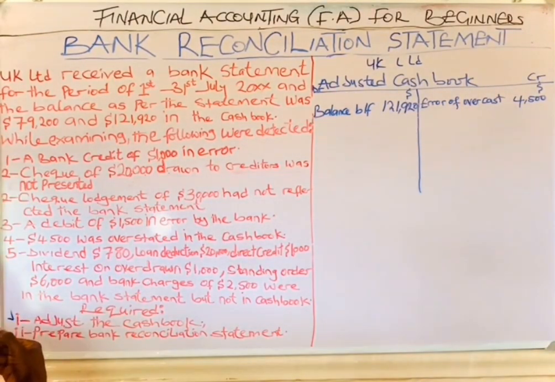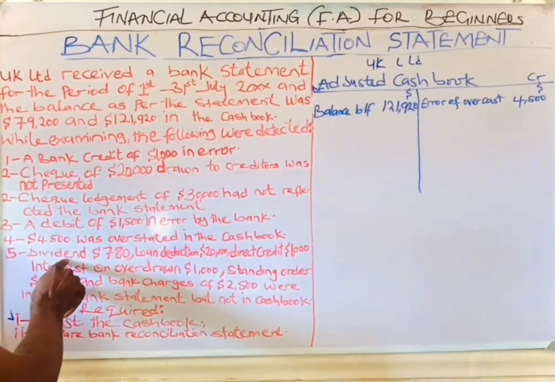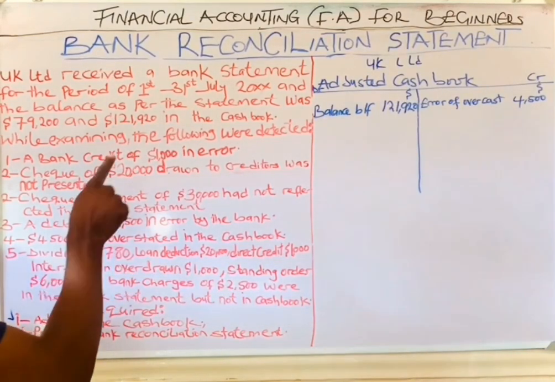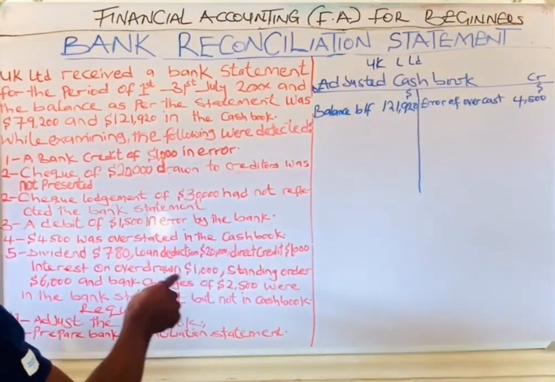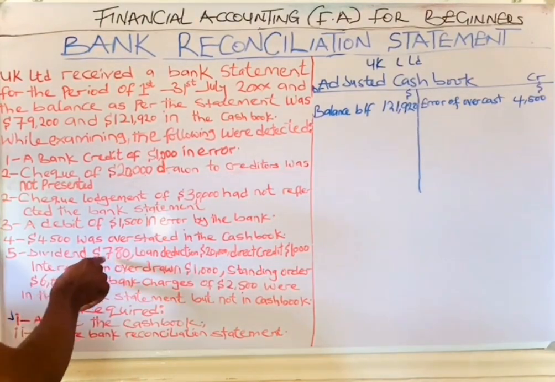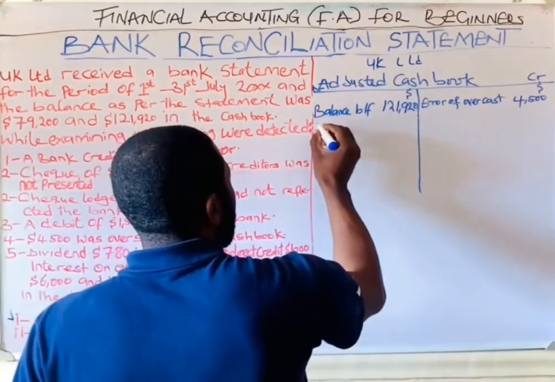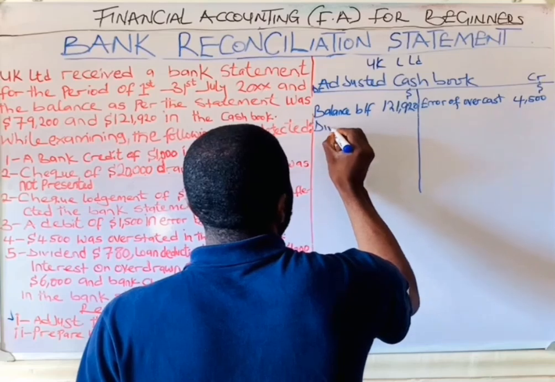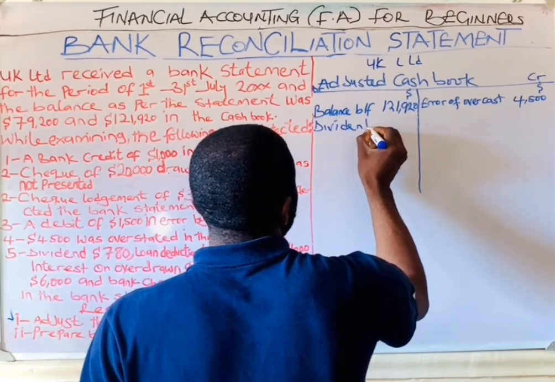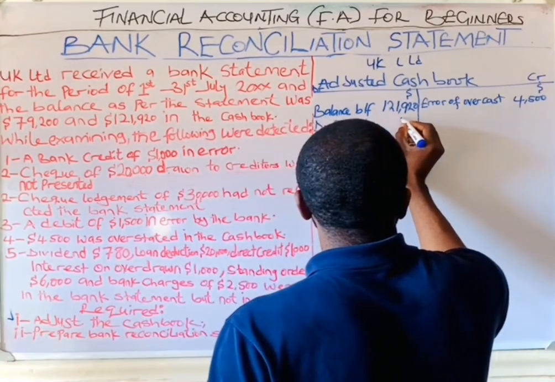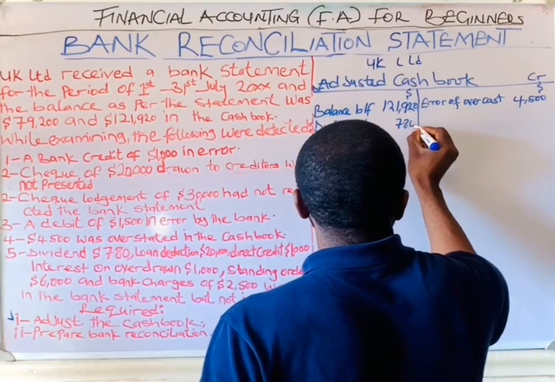So the 5th item, dividend of $780. The bank account has increased with a dividend received, so we will come to our cash book balance and increase it with the same amount, and it is dividend received of $780.